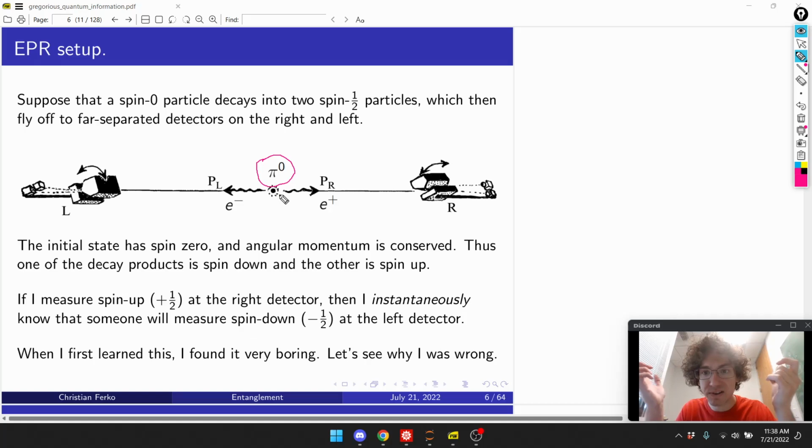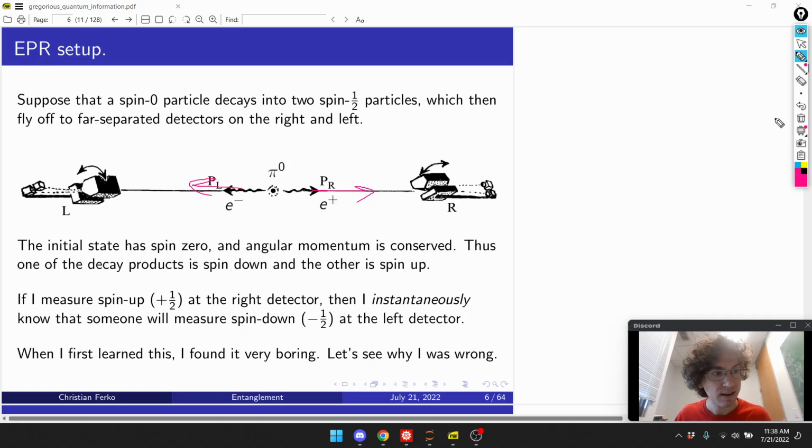The pion splits into two daughter particles. So there's an electron and a positron. Each of those has spin 1/2. So for instance, maybe this guy could be spin up and this guy could be spin down, or vice versa. But since angular momentum is conserved, you can't have two spin-up particles, because then you would have gone from a zero angular momentum configuration to one with non-zero angular momentum. So that's all that happens. Some spin zero particle decays, and the two decay products rush off in opposite directions.